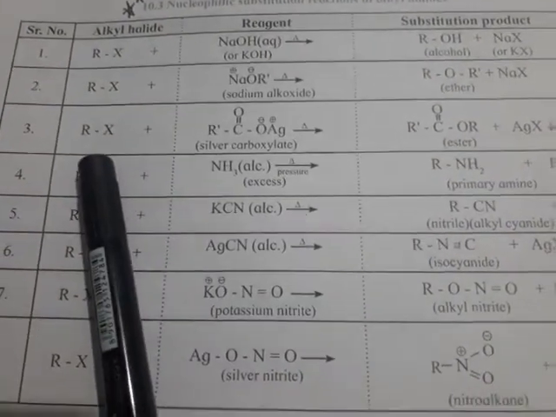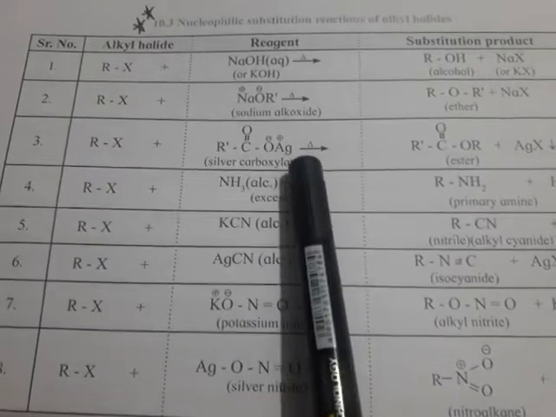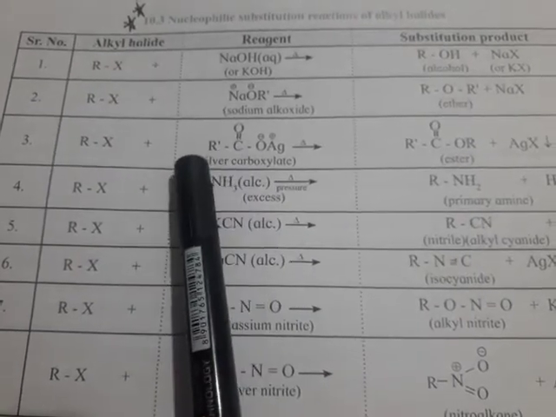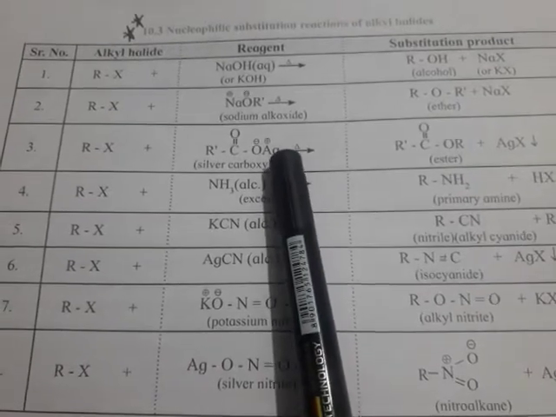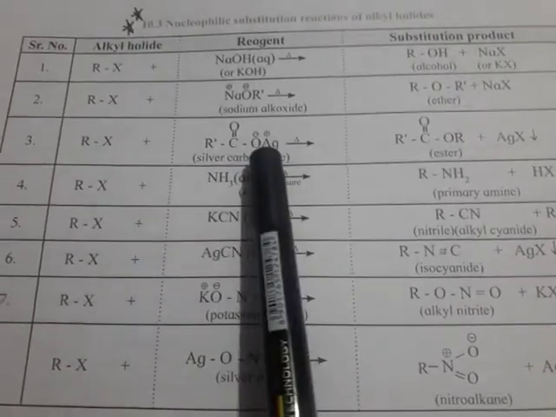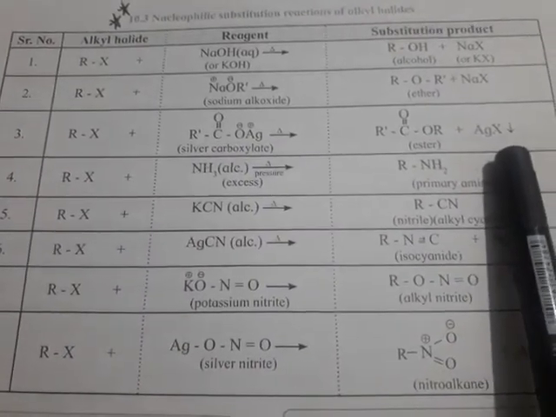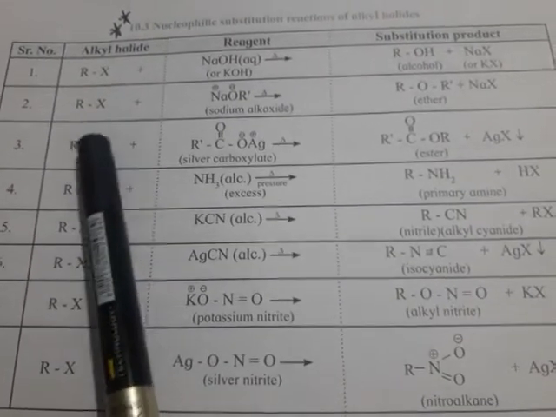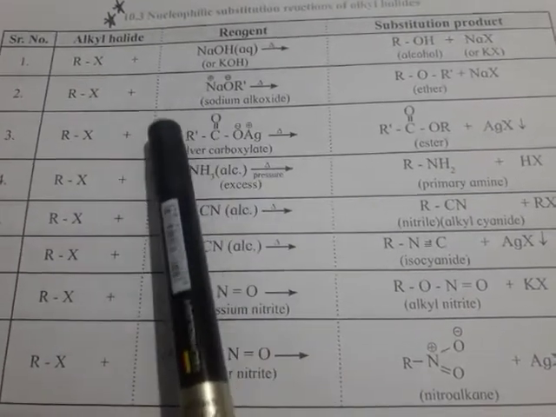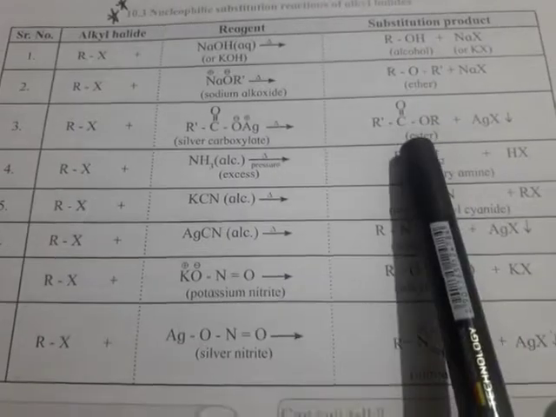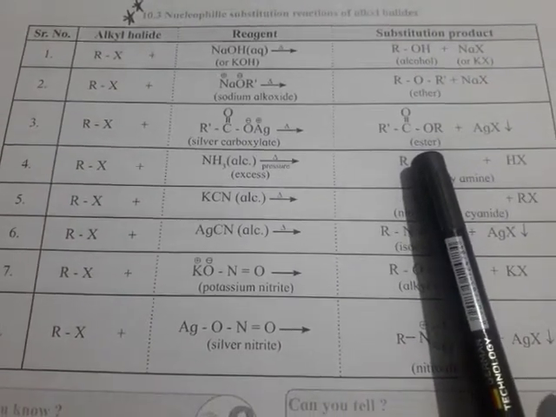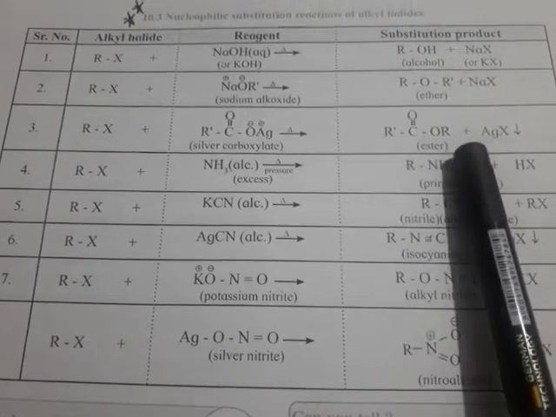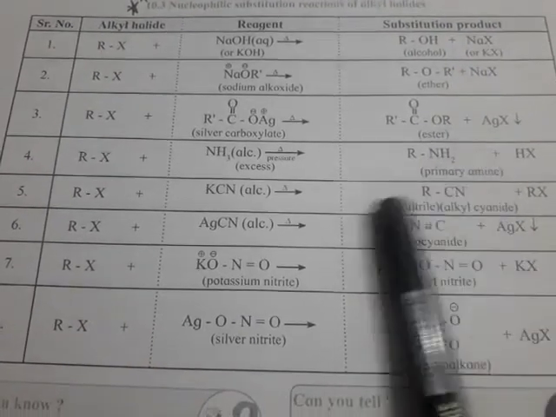Third reaction, RX reacts with silver salt of carboxylic acid. So we call it silver carboxylate. This Ag and X combine to form AgX precipitate and this X minus is replaced by this carboxylate group, this negative ion, and we get ester as product. For this also refer to the old video. So ester is the product in this reaction.